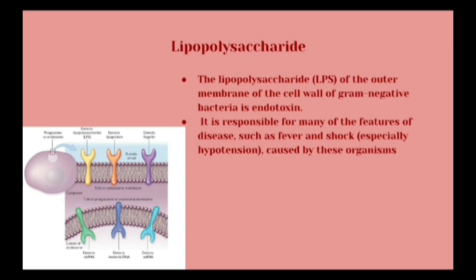Moving to the lipopolysaccharides. Lipopolysaccharides are usually found in gram negative bacteria as endotoxin. Note that lipopolysaccharides are found in the cell wall of gram negative bacteria. They are responsible for many features; they contribute to fever and shock in humans. Shock is usually because of hypotension. There is low blood pressure because of the bacterial infection.